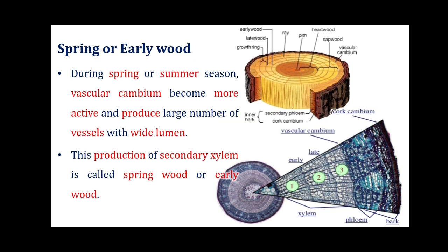In the image where you can see labels 1 to 3, some of the white circles represent the xylem elements with the wide area. So this is the spring or early wood.